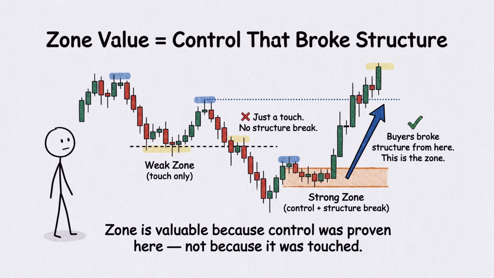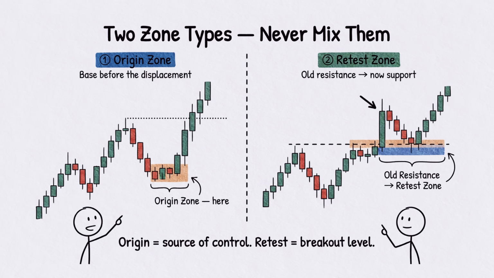So we do not mark every small swing. We focus on the swings that actually change the chart. The best zones often come from the base before the impulse, not from random candles in the middle of the move. There are 2 zone types I want you to separate.